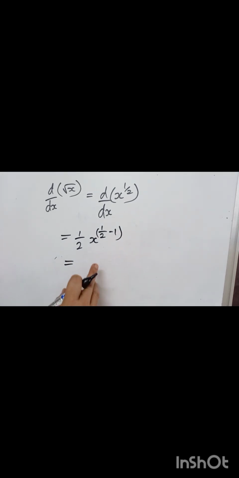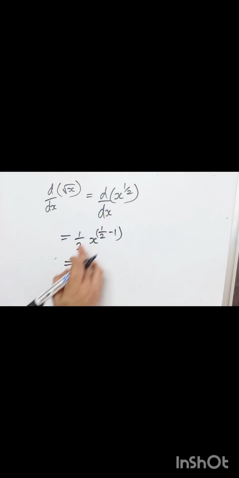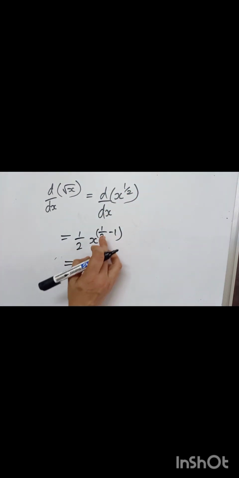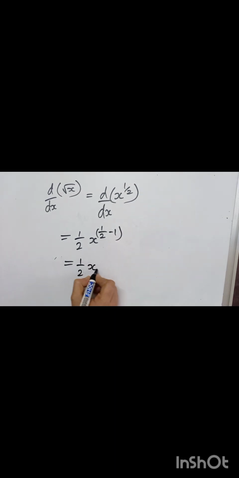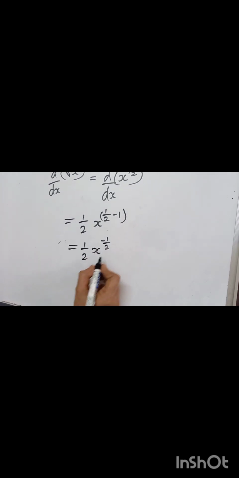So, by applying the power rule, we get x to the power 1 by 2, and instead of n, we have 1 by 2. So, 1 by 2 x to the power 1 by 2 minus 1. What is the answer? By doing fraction subtraction, 2 is the LCM. So, 1 minus 2 by 2, that means minus 1 by 2. So, it equals 1 by 2 x to the power minus 1 by 2. So, that's the answer. If you want, you can again simplify.